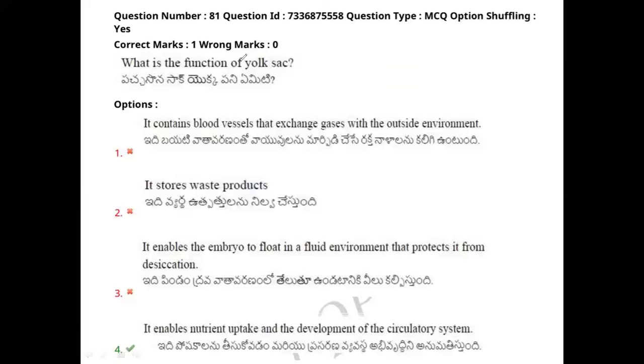Next, what is the function of yolk sac? So the yolk sac's function is generally to give nutrients. Done. So it enables nutrient uptake and development of the circulatory system. So that's the main function of the yolk sac.